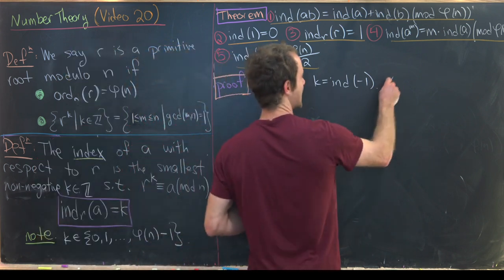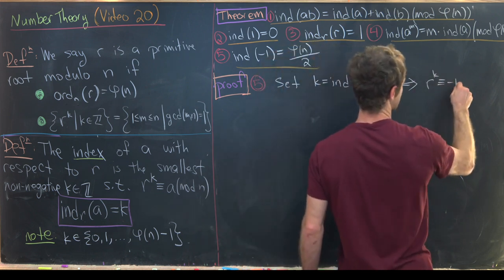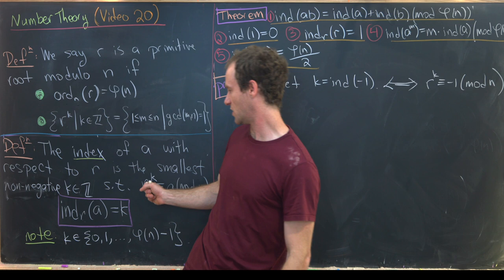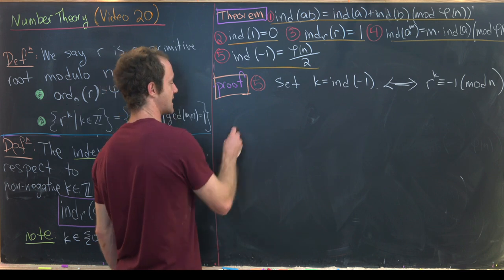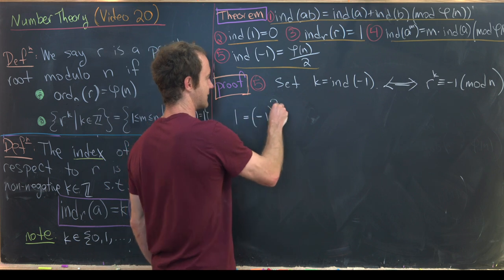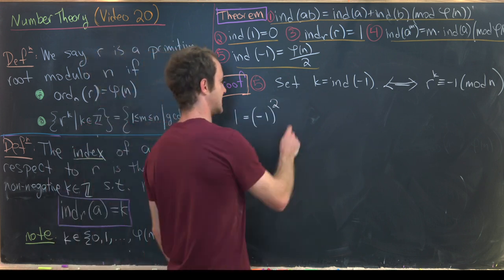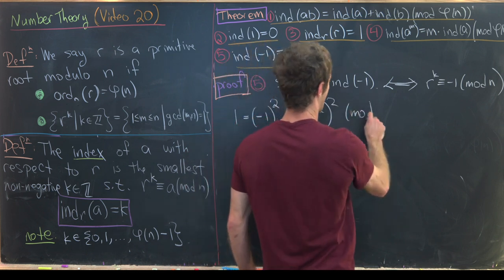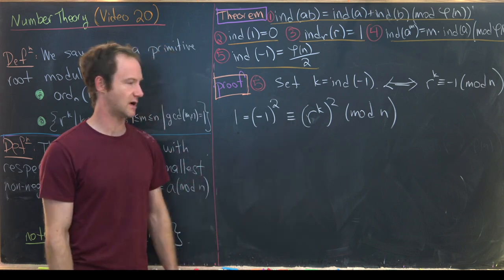So notice that if k is the index of -1, that's the same thing as saying that r to the k is congruent to -1 mod n. And k is the least non-negative number that makes that happen from this definition right here. So now we'll make the following string of arguments. We'll take 1 and we'll rewrite it as -1 squared. But now we'll take this -1 and write it as r to the k. So this is the same thing as r to the k squared. We're working mod n. This first was just equality in the integers, but now this is congruence mod n.